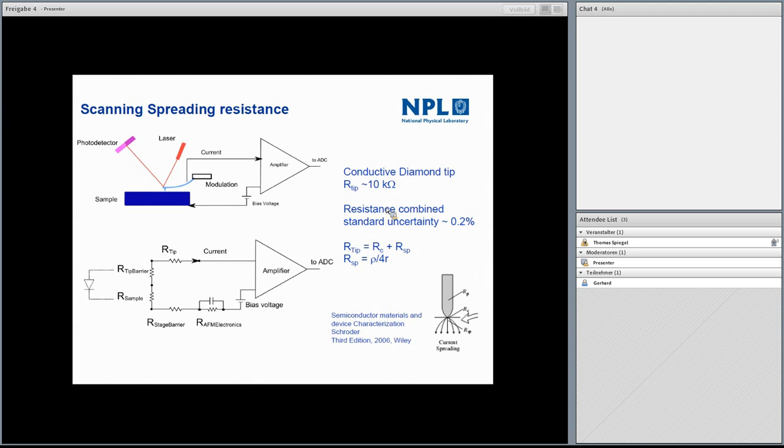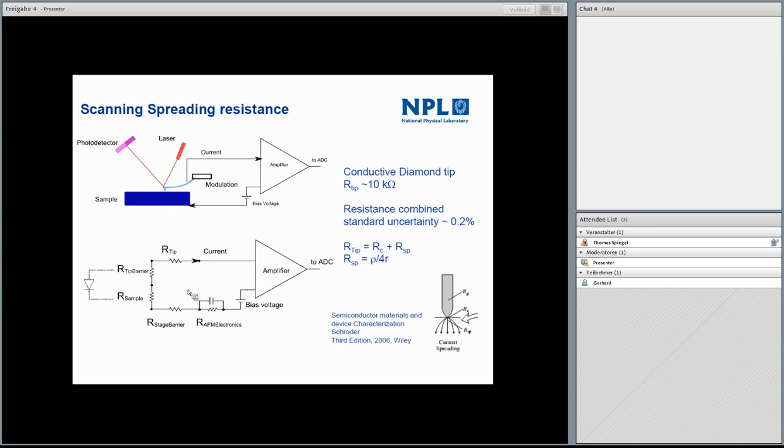And we use a conductive diamond tip. The reason we use a diamond tip is they're very hard, so they will not wear away as we press very hard on the sample and we scan. They are highly doped, so their conductivity is pretty good. And we measure the resistance, if you want, between the tip and the bottom of the sample.